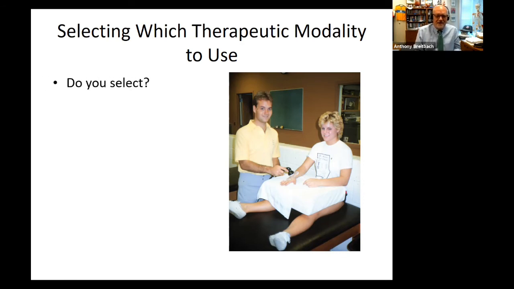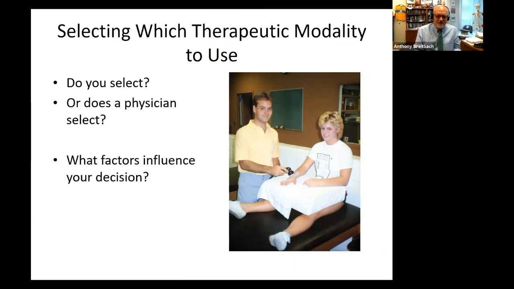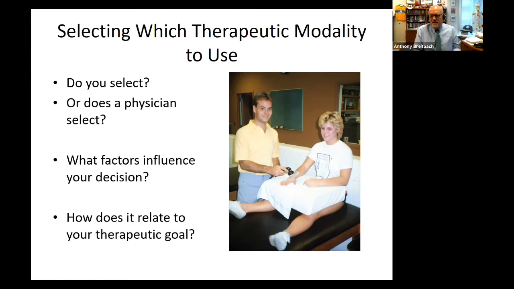So how do we select our therapeutic modality, or does the physician select? What factors influence your decision? How does this relate to your therapeutic goal? One of the best things you can get is an order from a physician that says evaluate and treat, right? You want to be able to make your own clinical decisions as a health professional. However, sometimes you don't. Some physicians will write out, do electrical stimulation for, you know, 2 weeks or something like that.